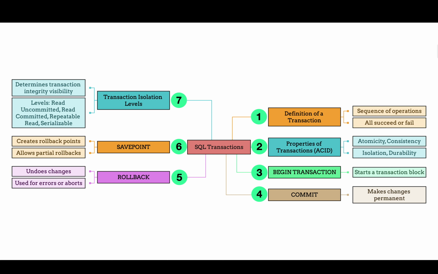7. Transaction isolation levels, determine how transaction integrity is visible to other users and systems. Common levels include read uncommitted, read committed, repeatable read, and serializable.